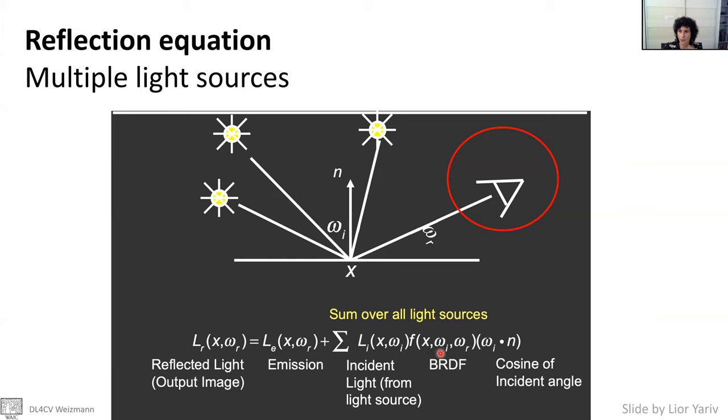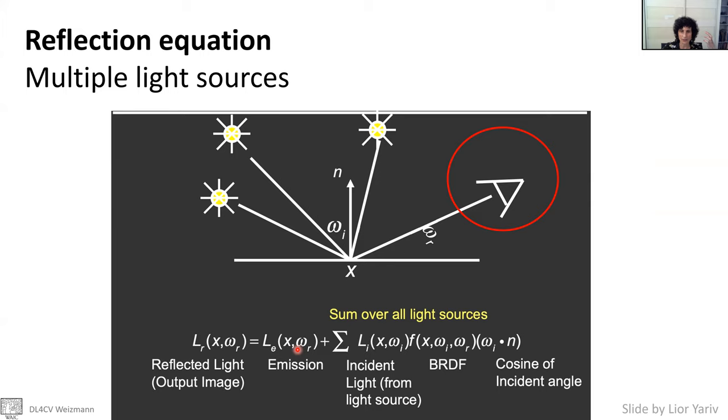And we multiply it by the cosine of the incident angle, which is the inner product between the normal and a certain direction. It depends on the direction. And I'm taking into account the BRDF, which depends on the point, and of course depends on the incoming direction and the reflected direction. Okay? And I sum it over all the light sources that I have.